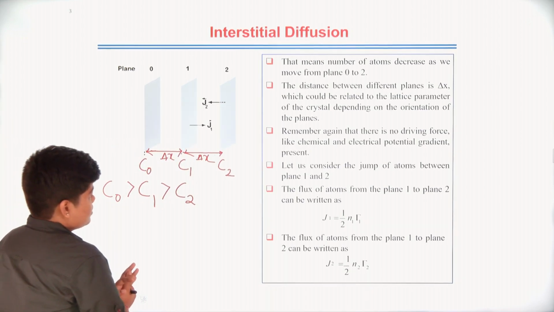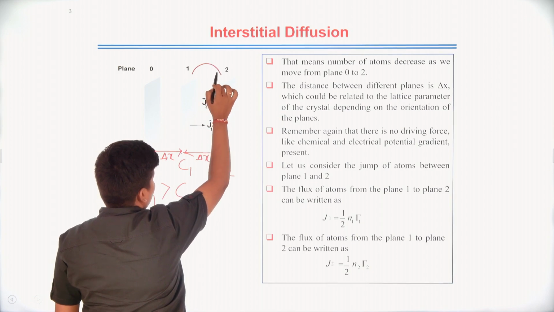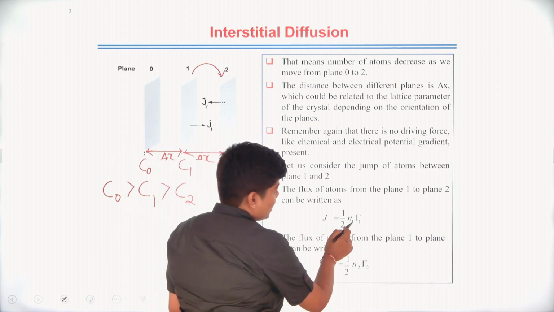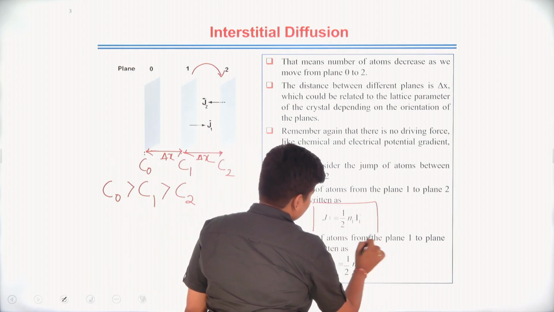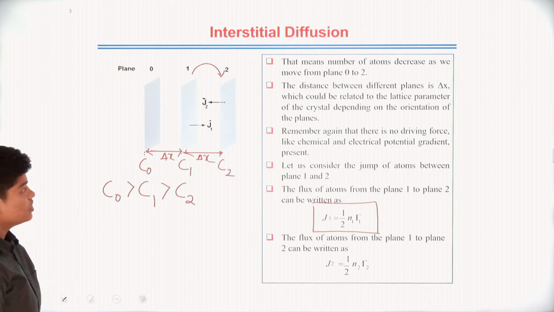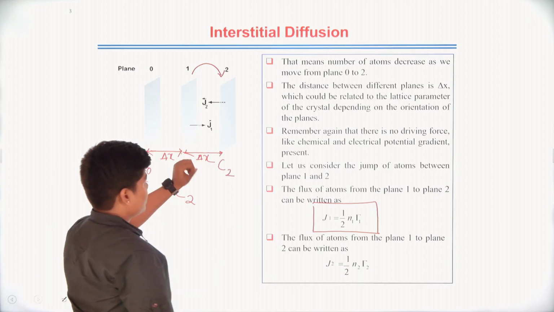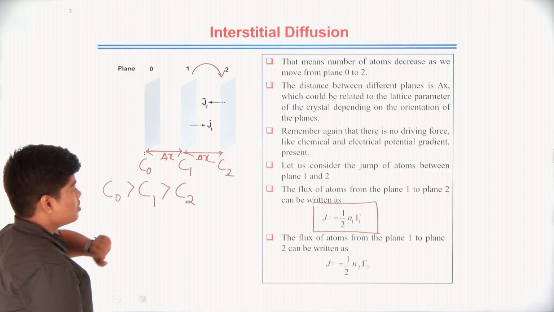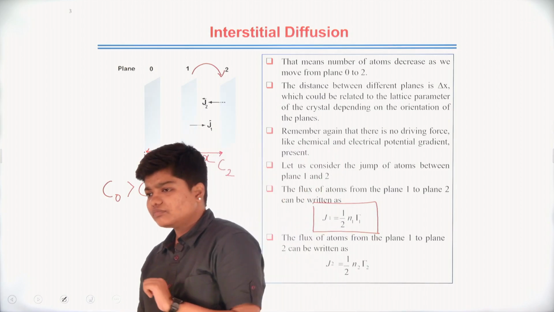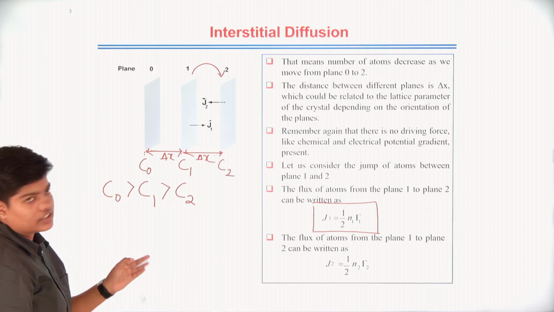Let us consider first the jump of atoms from plane 1 to plane 2. What will be the flux? The flux J1 will be half N1 sigma 1. If the jumping of atoms is carried out from plane 1 to plane 2, the flux will be half into N1. Here N1 is the number of atoms in plane 1, and sigma 1 is known as the jump frequency. Here the jumping of atoms happens, so there will be some jump frequency related to those atoms.